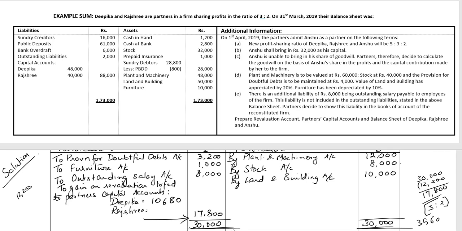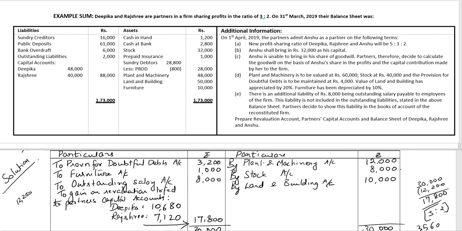$10,680 against Deepika and 7,120 against Rajshri. So this is a revaluation account which has been prepared by us.